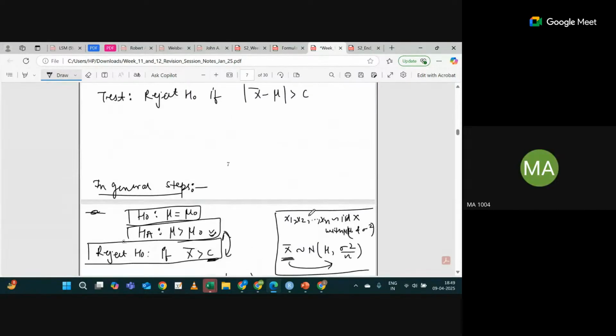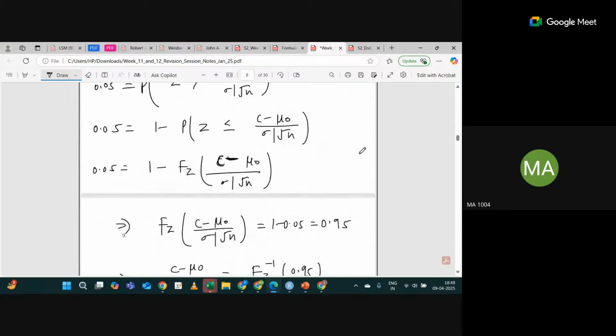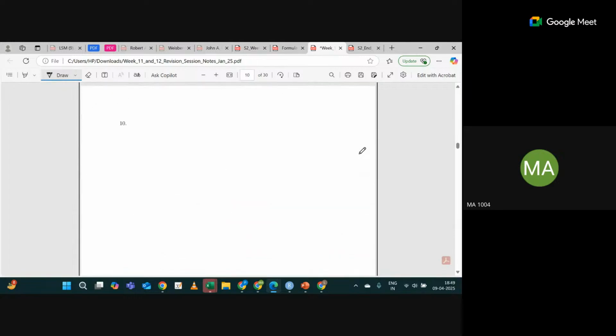Now, this was the scenario of the test for mean when sigma square is known, I mean sigma square was given to us. What if sigma square is unknown to us? Then in that scenario, this is the test for mean when sigma square is unknown, and we will go for the t test.